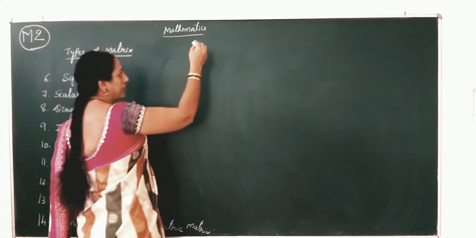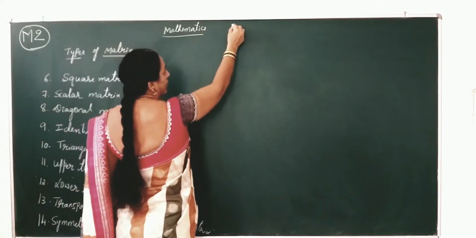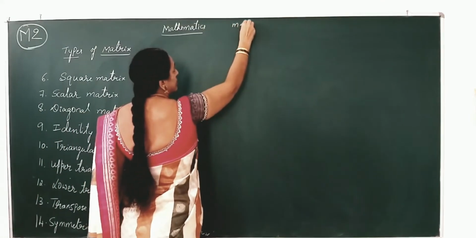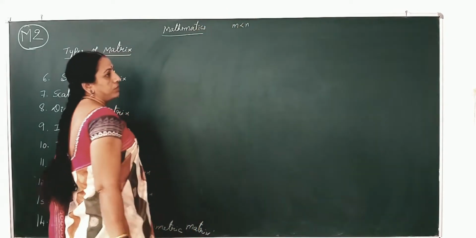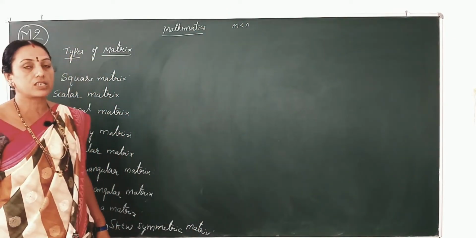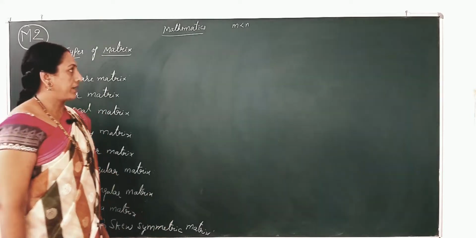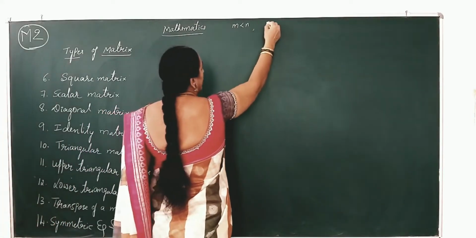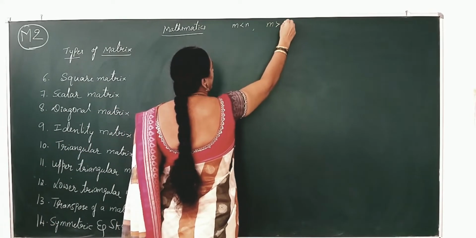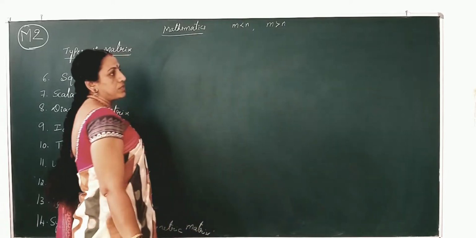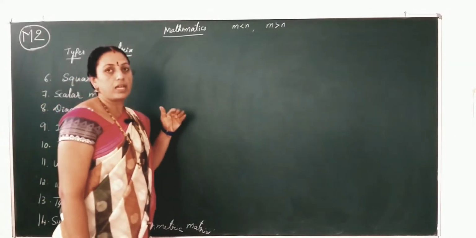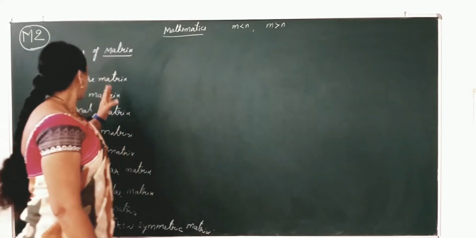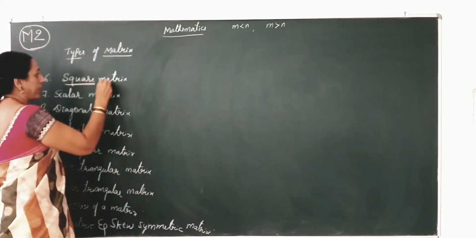Rectangular matrix means the number of rows is always less than the number of columns, that is, m is less than n. Similarly, if the number of rows is greater than the number of columns, that is called a vertical matrix. So these 5 types have already been discussed. Today we can start with the square matrix.